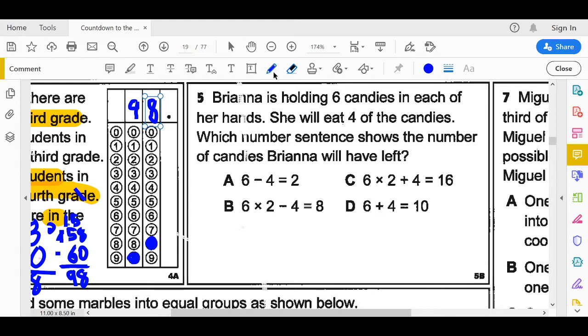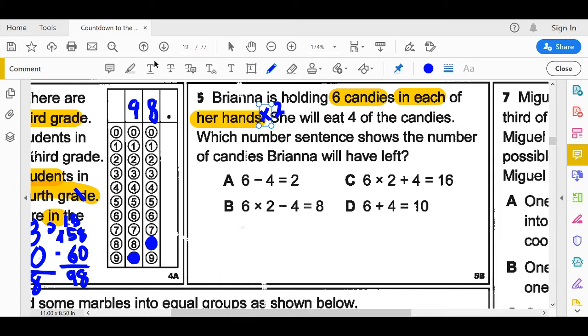problem number 5. Brianna is holding 6 candies in each of her hands. Well, we know that she has 2 hands, right? So 6 in one hand, 6 in the other hand. She will eat 4 of the candies. Which number sentence shows the number of candies Brianna will have left? So that is a very good question there. 6 candies in each of her hands. I'm going to put here times 2 because she has 2 hands, right?